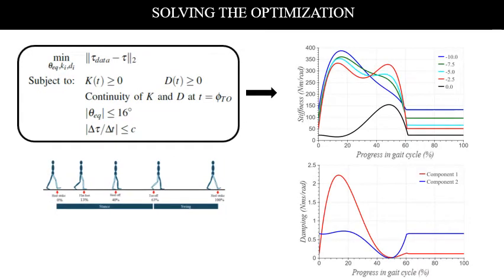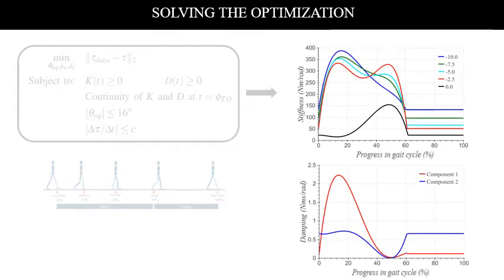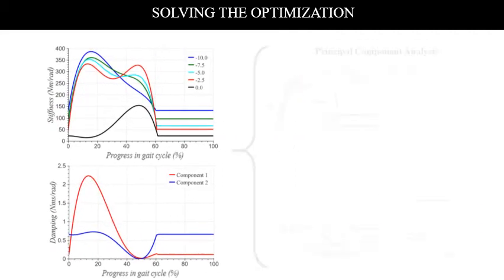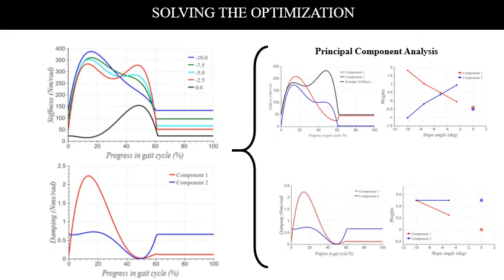Here are the resulting stiffness and damping functions, and on running a principal component analysis on them, we got these principal components, and the weights have been shown on the right. Notice there is a linear trend in the stiffness component weights. Now, these trends can be used to design a downslope walking controller for any slope angle.